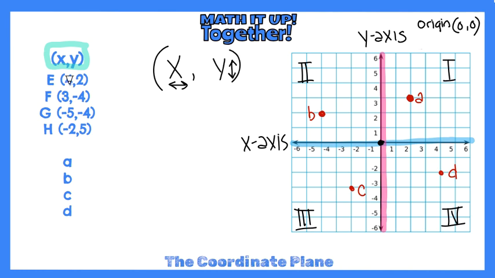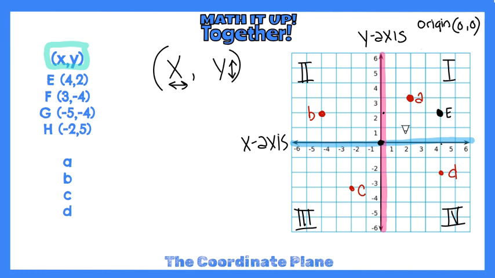So in the x, we're going to find the 4. Some teachers say run before you fly, things like that, to help you remember that you're moving across the coordinate plane first. So we're going to find the positive 4 here, and then we go to the positive 2 on our y. So 4 here and 2 here, and those will connect right here. And we would label that point E as indicated here.